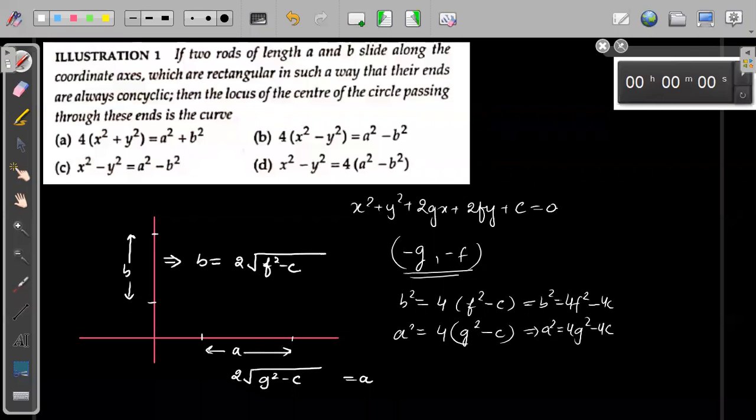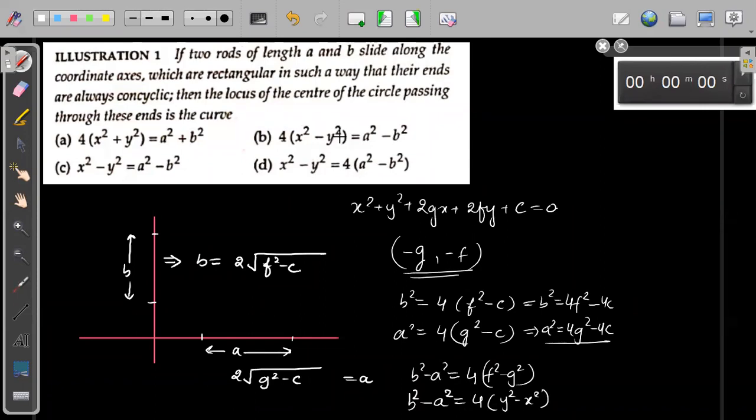If I subtract these two, I will get rid of 4c, and we get 4 of f square minus g square, right? F and g give the center of the circle, so if I substitute f as y and g as x, this is b square minus a square is equal to 4 of y square minus x square. Do we have any equation like this? Yes, b square minus a square. Yes, b is the correct answer. Let me just check. Yes, b is the correct answer.